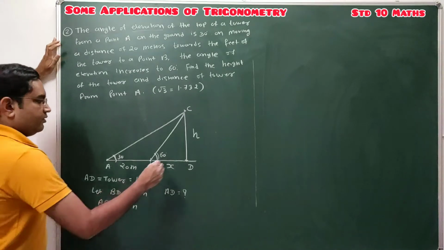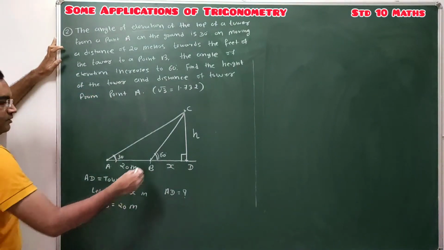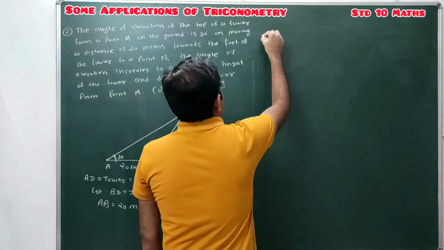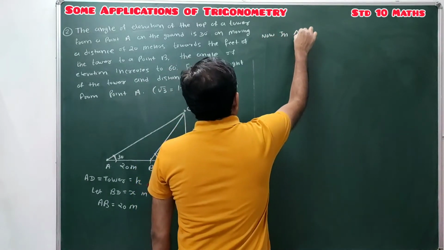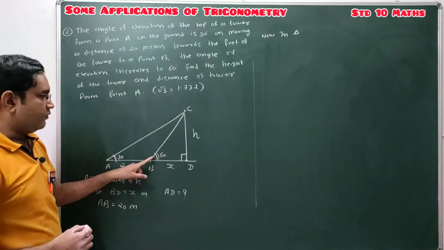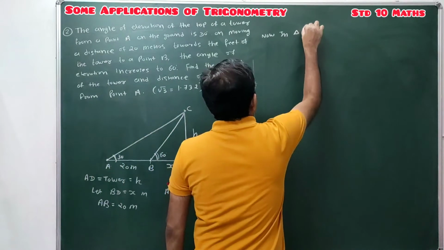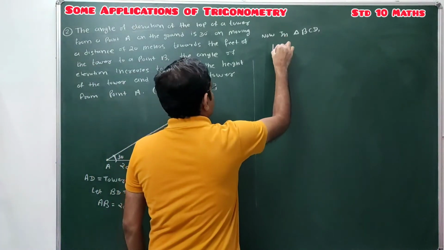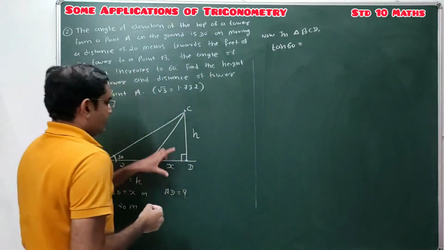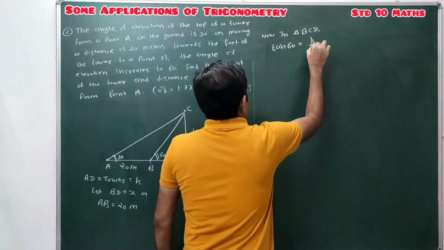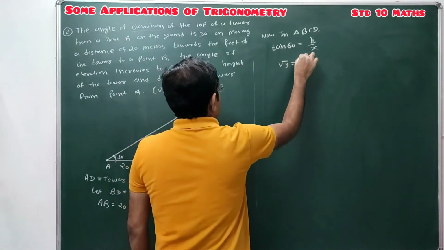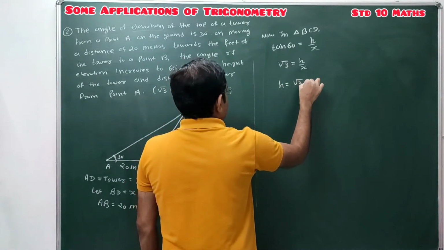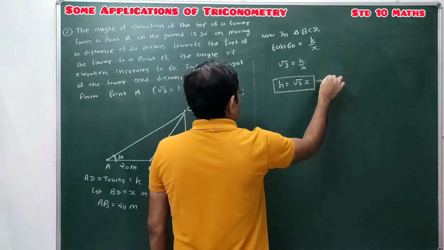Done. So for this type of question you have to find two right angle triangles. The two right angle triangles are triangle BCD and triangle ACD, and apply the trigonometric ratio. So first, in triangle BCD, apply tan 60 equal to opposite side by adjacent side, h by x, h upon x. Tan 60 is root 3 equal to h upon x, and therefore we can write our h as root 3x. Say this one is result number 1.